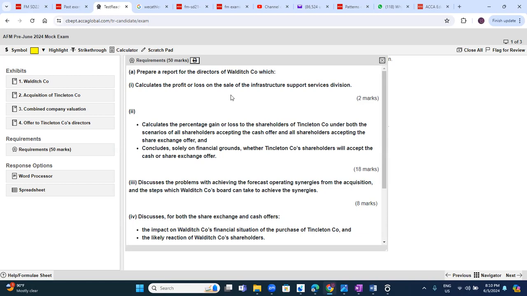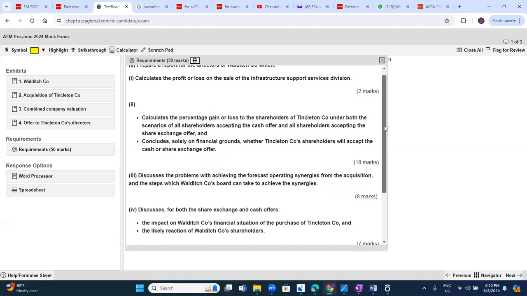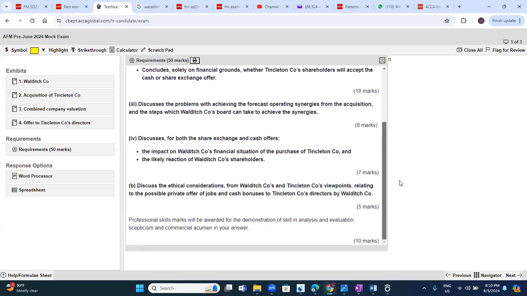Fourth part, discuss for both the share and cash offer the impact on W company's financial situation of the purchase of tin company and the likely reaction of the W company shareholders. That is all part of the report. B part, discuss the ethical considerations from W company and tin company viewpoint relating to the possible private offer of jobs and cash bonuses to the tin company directors by W company.